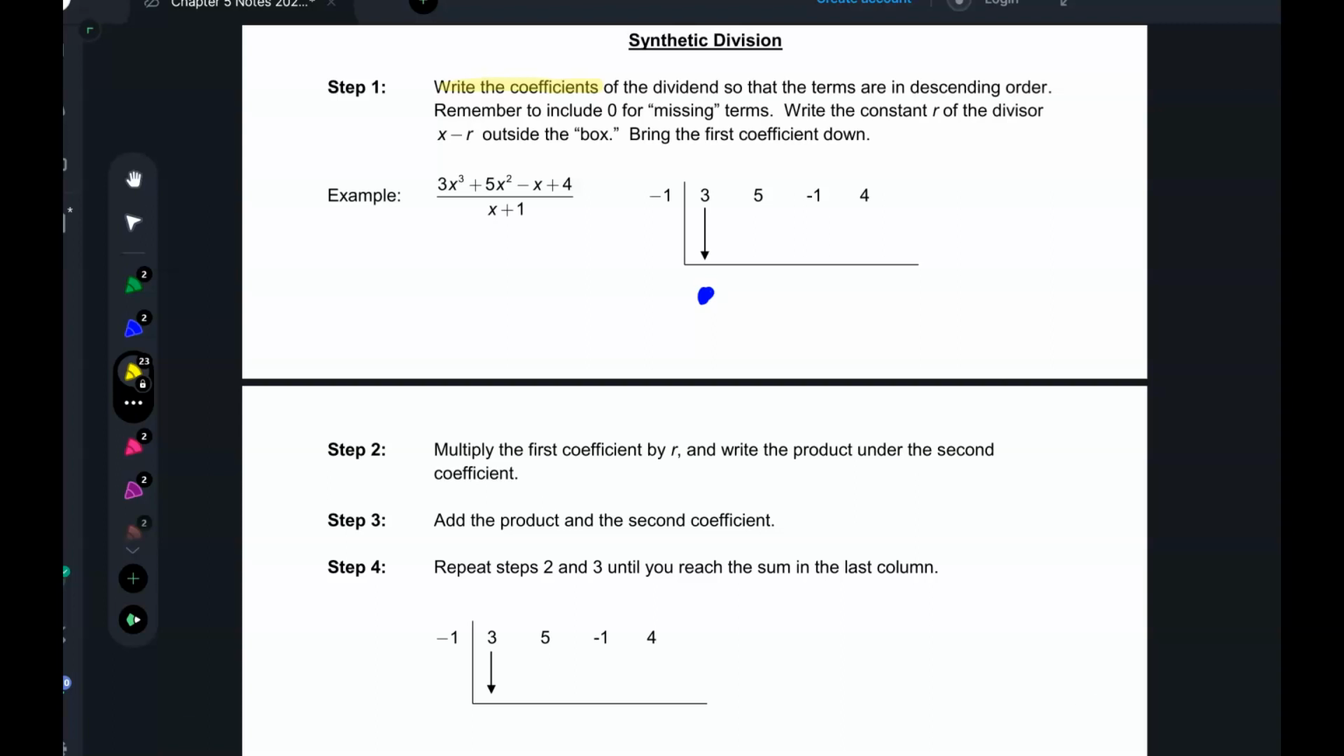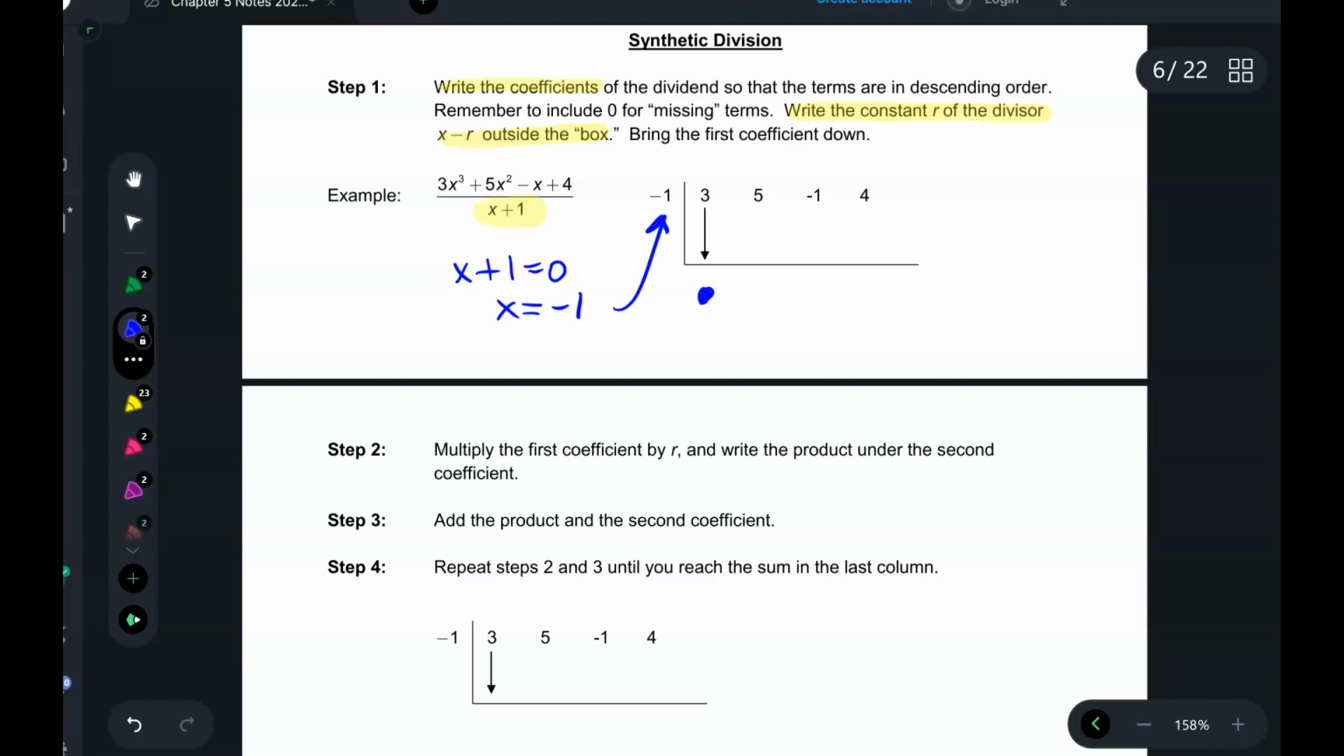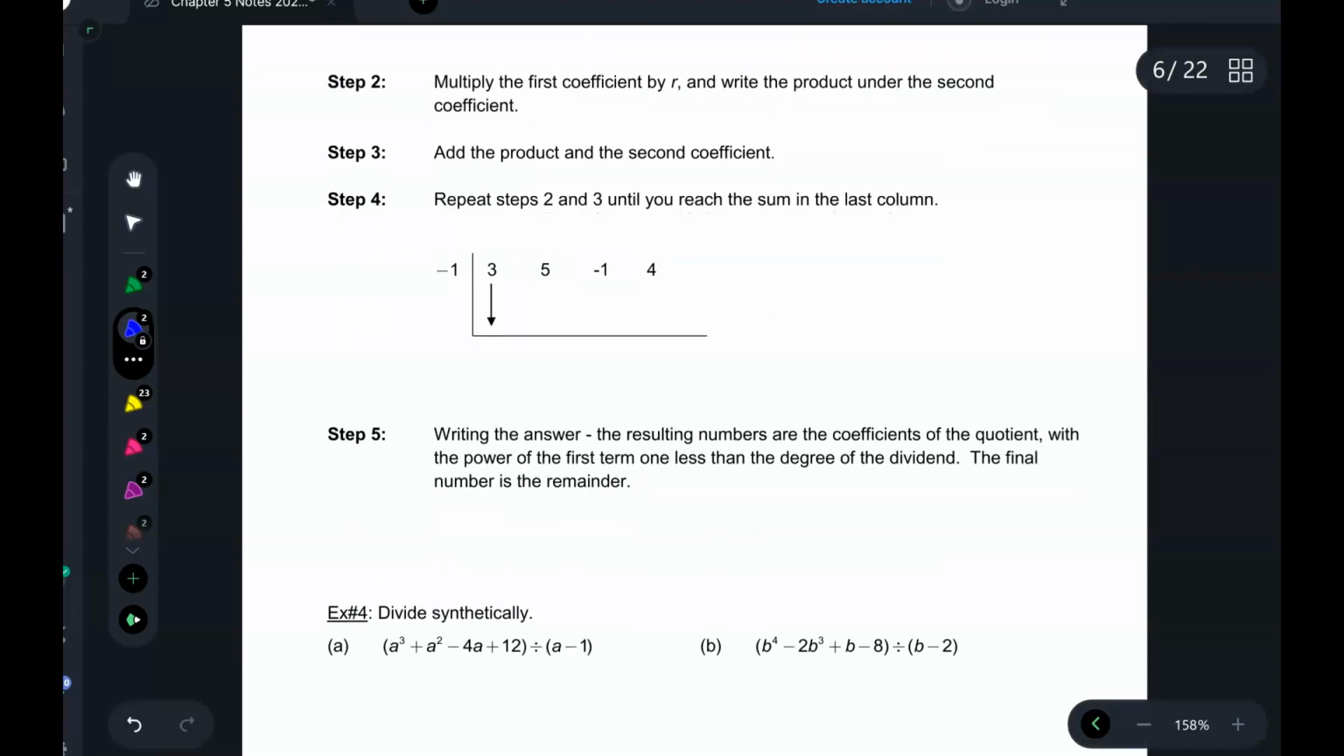Next, we want to write the constant outside the box. So I make this big L-shaped box, and we take whatever we're dividing by, set it equal to 0, and that's what we put outside the box. So again, we're taking all the coefficients, putting them here, and then whatever is here, x plus 1, we're going to have a negative 1. Okay, we're going to go to the next page and I'll walk you through the process.